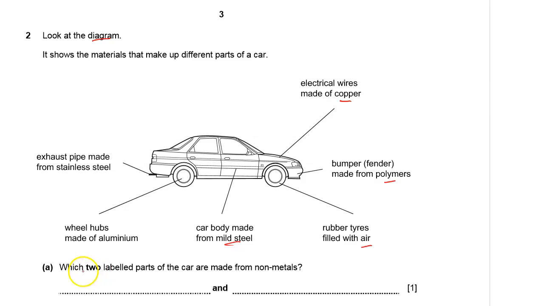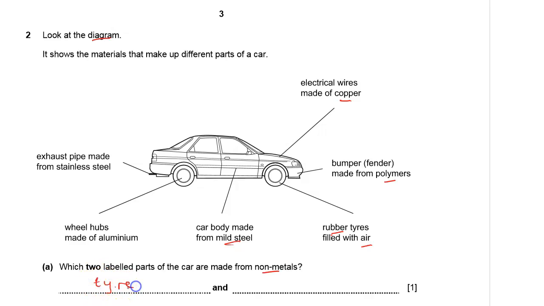Part A. Which two labeled parts of the car are made from non-metals? Of course, tires are made from rubber. Rubber is a non-metal. So tire, right there. A tire is made of a non-metal. And also, you can see bumper is made from polymers. Polymers are also non-metal. So we have a bumper right there.